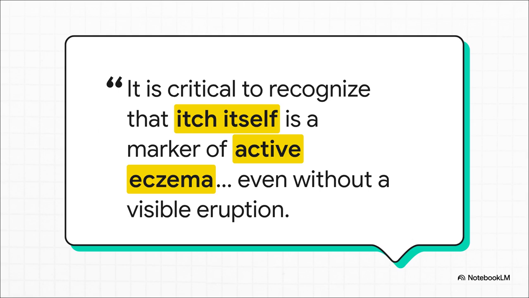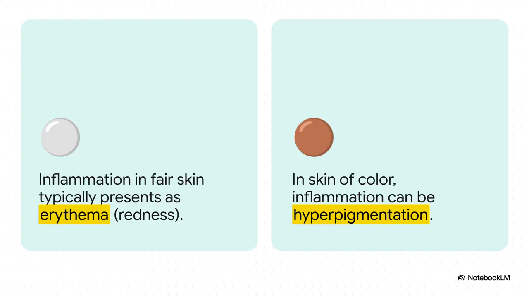Pruritus, the itch, is the single most universal feature of AD. An itch, even when you can't see a rash, is not some bad habit. It is active eczema, and it absolutely deserves treatment. Now, this is something we absolutely have to get right.